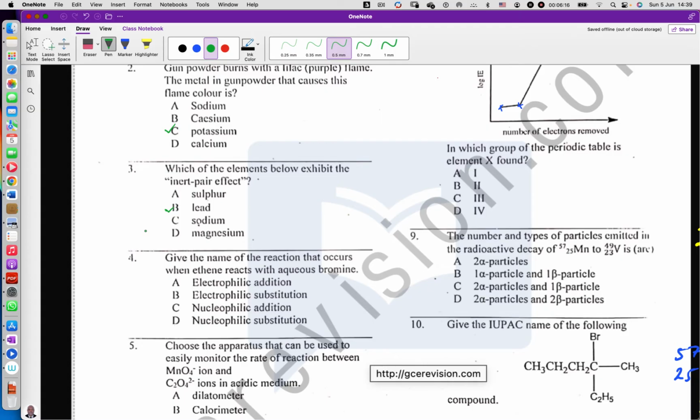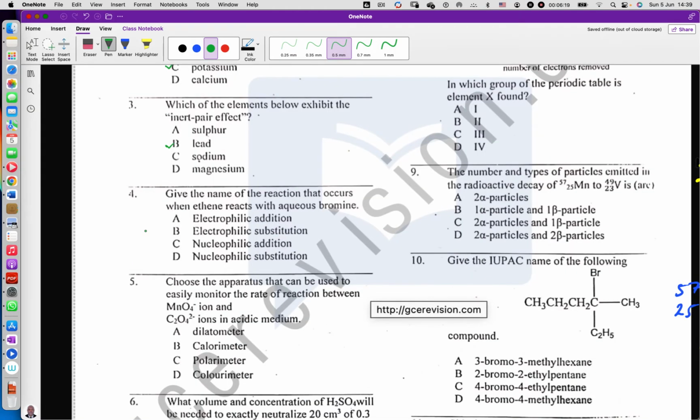Let's go to question number 4. Question number 4 has to do with organic reactions. Give the name of the reaction that occurs when ethene reacts with aqueous bromine. Ethene is an unsaturated hydrocarbon. Reacting with aqueous bromine, bromine will be acting as an electrophile. Remember, an electrophile is an electron pair acceptor.